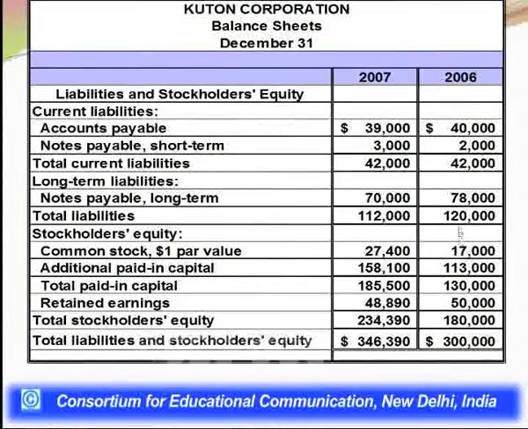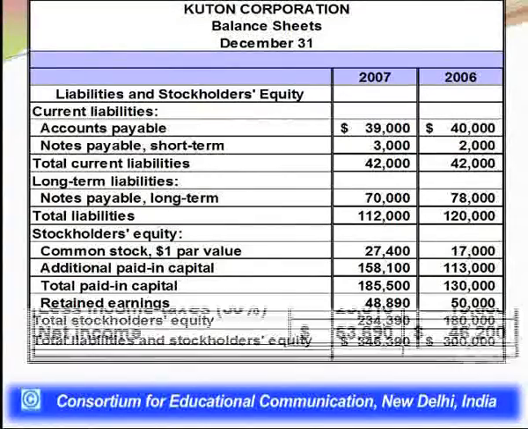And so is true in this case of 2006. 120,000 plus 180,000 gives you a total of 300,000. So I hope you are clear with the balance sheet values of this particular case under discussion.